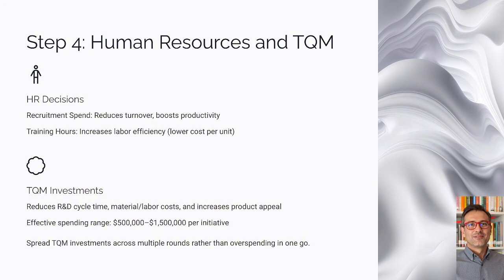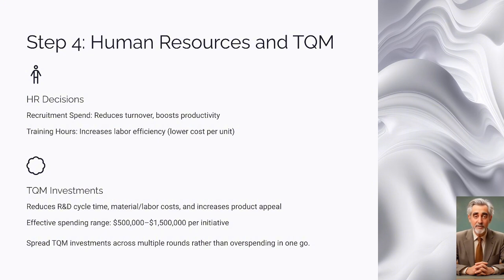TQM: total quality management investments reduce R&D cycle time, materials/labor costs, and increase product appeal. Effective spending range is $500,000 to $1,500,000 per initiative. Spread TQM investments across multiple rounds rather than overspending in one go.